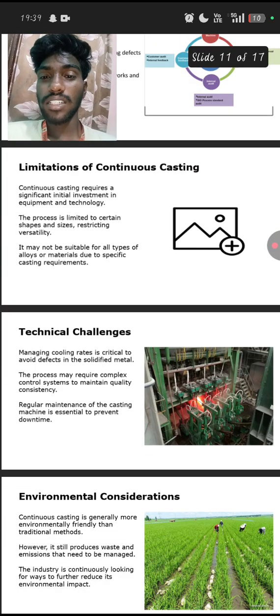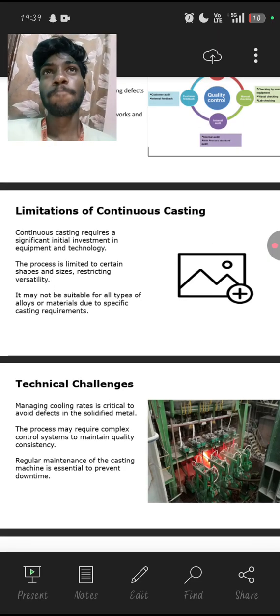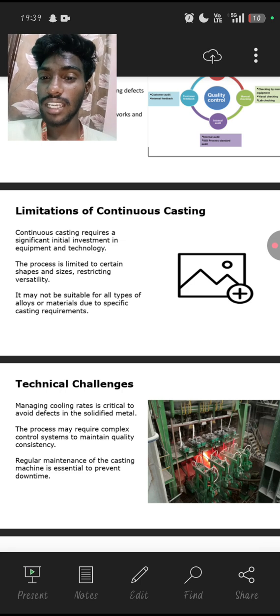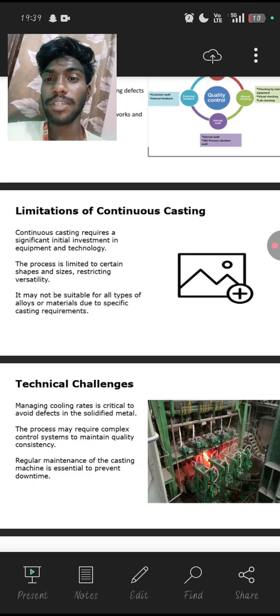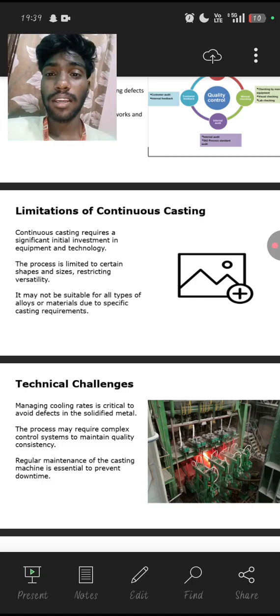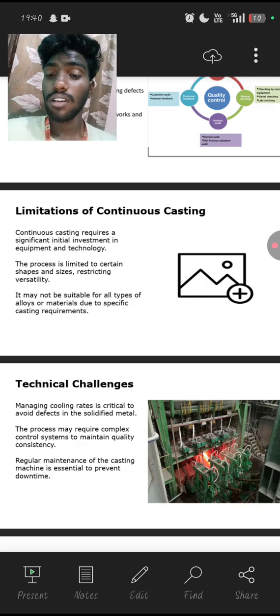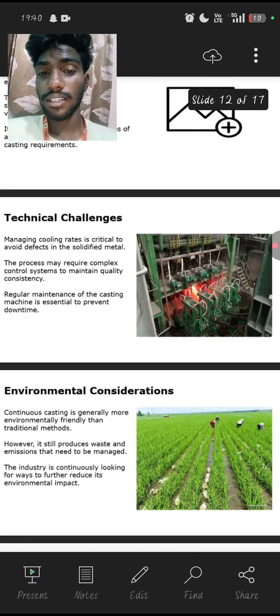Limitations. A limitation of continuous casting is that it requires a significant initial investment. As we have a lot of advantages in continuous casting, we also have a limitation, because the initial investment is significantly more when we compare it to other processes, and its technology also requires a high cost investment. The process is limited to certain shapes and sizes, restricting versatility. It may not be suitable for all types of alloys or materials due to specific casting requirements.